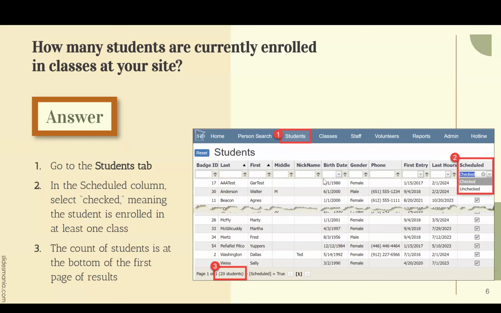Correct, Carolyn did ask a question. You can't see that at the consortium level. This answer would only be for your site that you're logged into. That's right, Carolyn. That's a good point.